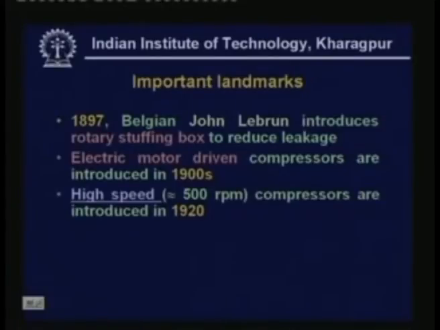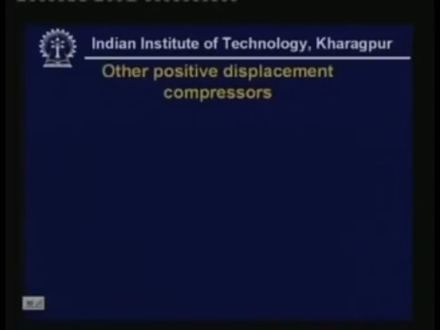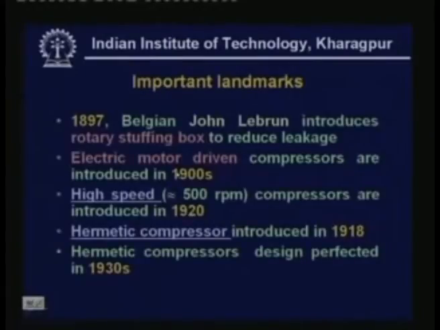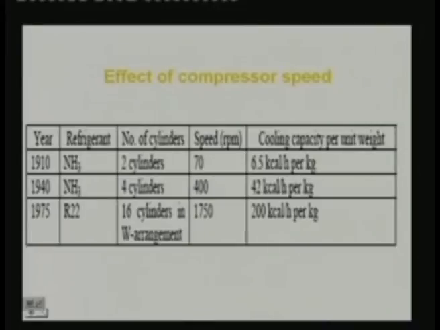Let us look at the effect of speed. This table shows the effect of compressor speed. For example, in 1910 we had an ammonia based compressor which had 2 cylinders and was running at 70 rpm, giving a cooling capacity of 6.5 kilocalorie per hour per kg of the weight of the compressor. And in 1940 the ammonia compressors used to have 4 cylinders and the speed used to be 400 rpm. So now you can see that the cooling capacity per kg of compressor weight has increased from 6.5 to 42 due to the increase in speed and also due to the increase in the number of cylinders.